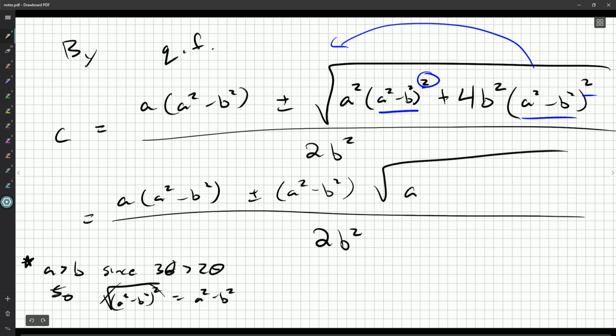Left under the square root sign, I guess, is a squared plus 4b squared. Okay, and then divide by 2b squared. Now we want a, b, and c to be integers. So I guess this top bit has to be a multiple of 2b squared. But we also definitely need the square root of a squared plus 4b squared to be an integer as well. So let's focus on that. Let's see if we can get an expression for that first.